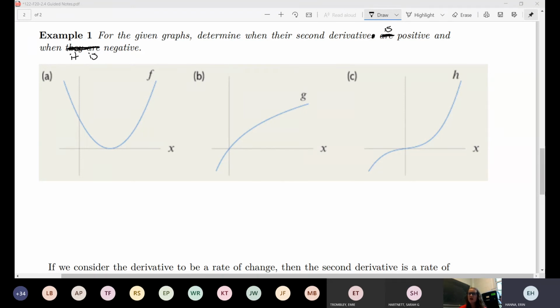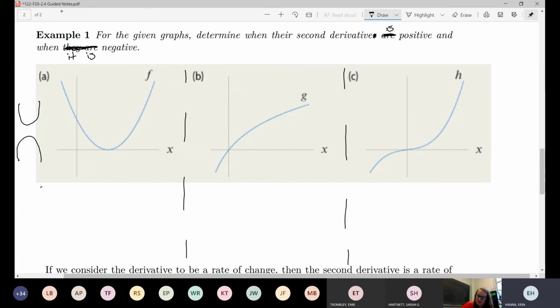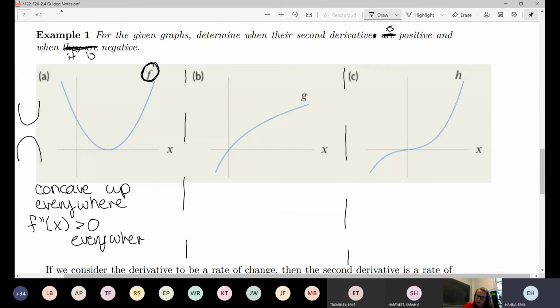Looking at part A, is that concave up, concave down, or maybe a little bit of both? This one is going to end up being purely concave up. When we look at our concave up and concave down pieces, this graph looks exactly like the concave up piece. Since this is concave up everywhere, and this function was named f, we would have f double prime of x is greater than 0 everywhere. If I wanted to say from negative infinity to infinity, I totally could, but just saying that it is positive everywhere would also get that point across.